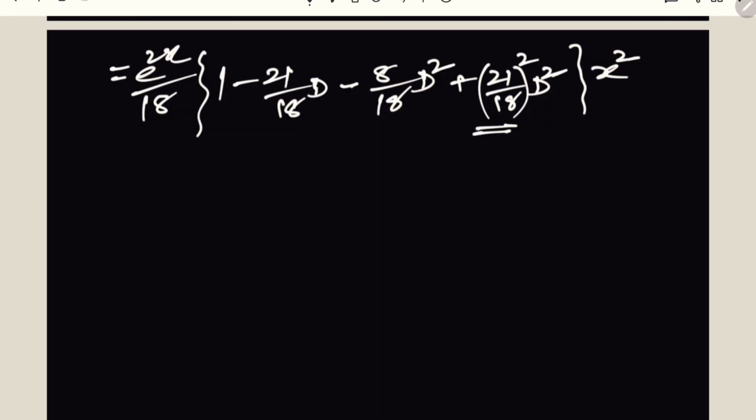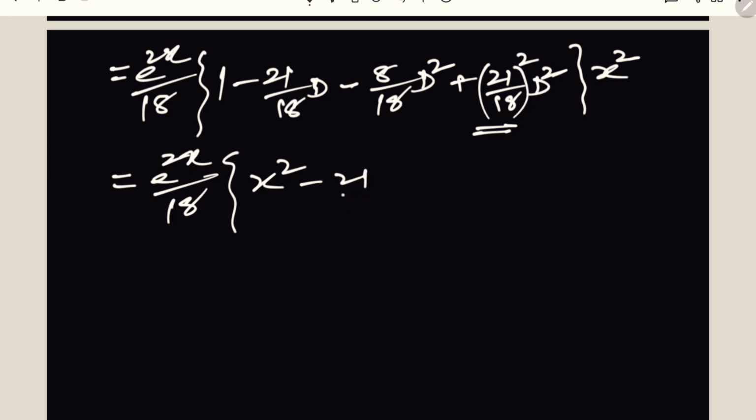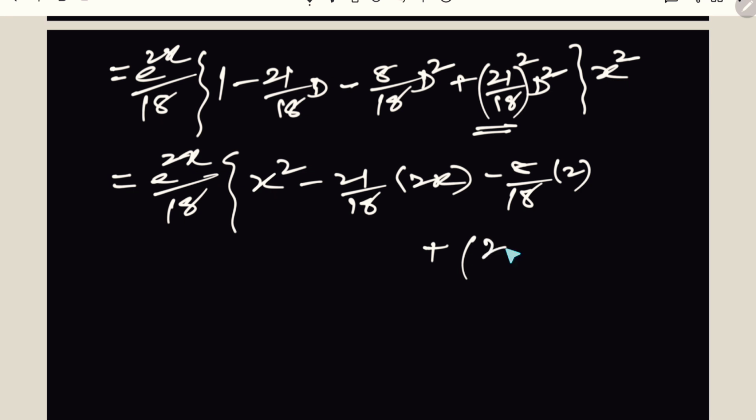Then multiplying inside or operating those terms of d on that x square, we get e raised to 2x by 18, no change. 1 into x square, we get x square, minus 21 by 18 D of x square, first derivative is 2x, minus 8 by 18 second derivative of x square is 2, plus 21 by 18 whole square, second derivative of x square is again 2, and bracket close.